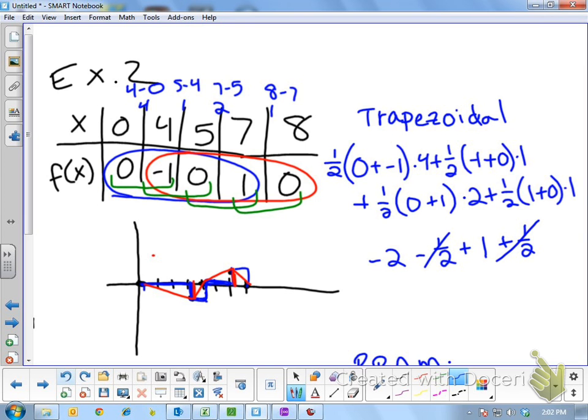Which is -1. And your trapezoidal rule should always be a better approximation. So it's going to be between your right and your left. This is a better approximation than we had before. We don't know again if it's the exact because we don't know what the function is.